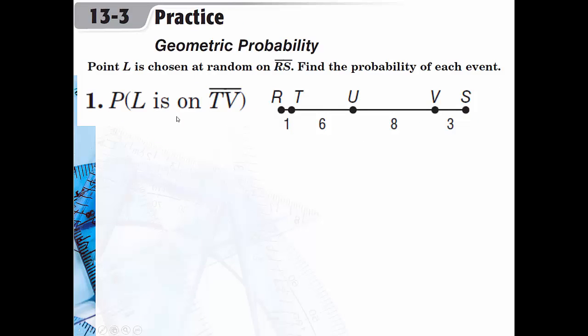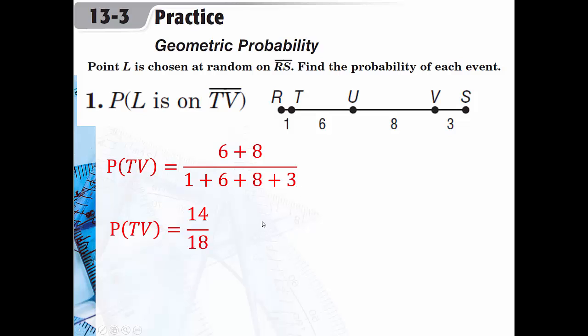Very similar to the first problem we did. We're trying to find the probability the point is between T and V. So I just need to take this length over the total, which is 6 plus 8 over 1 plus 6 plus 8 plus 3, or 14 over 18, which simplifies to 7/9.